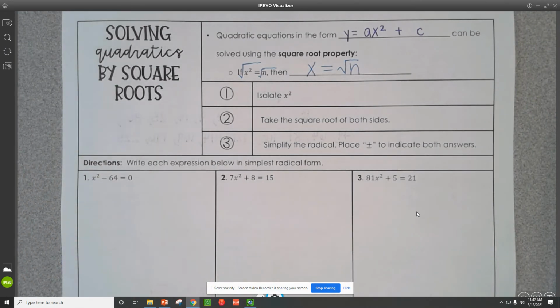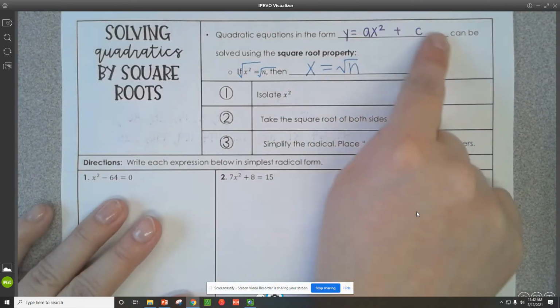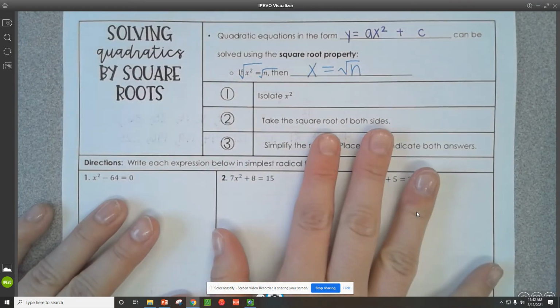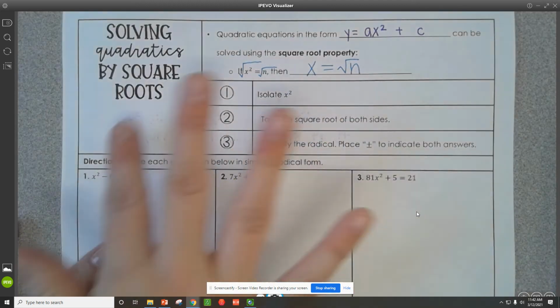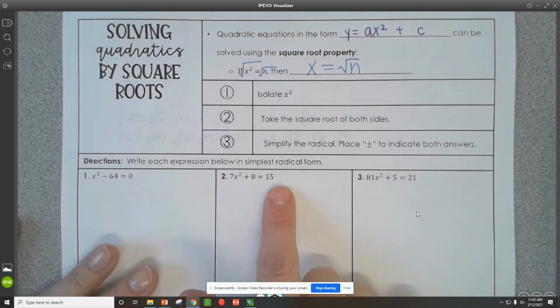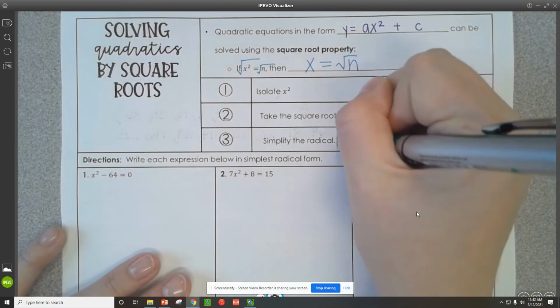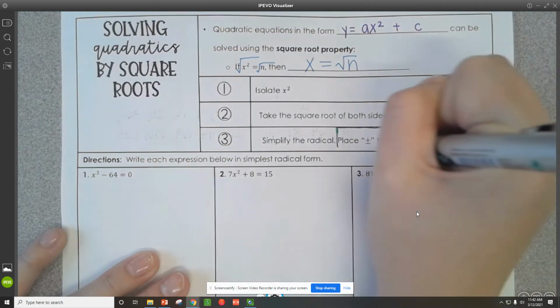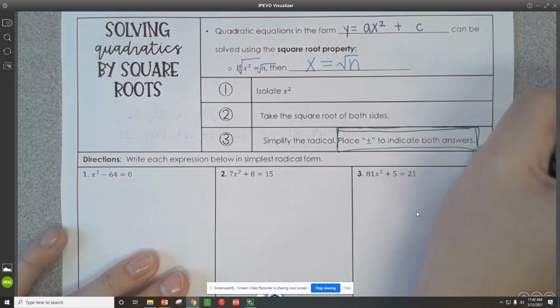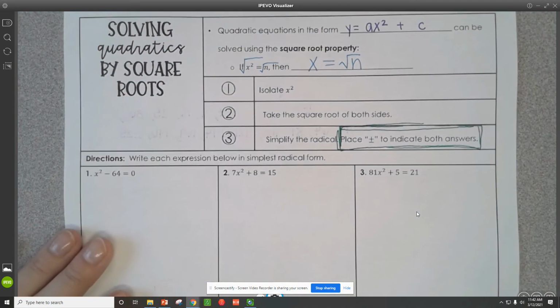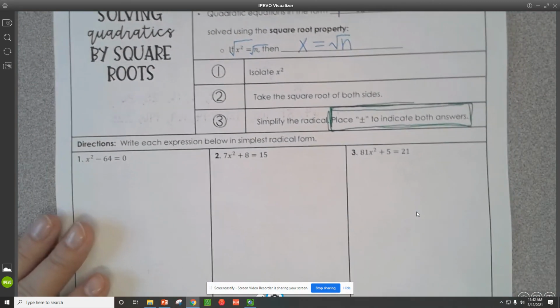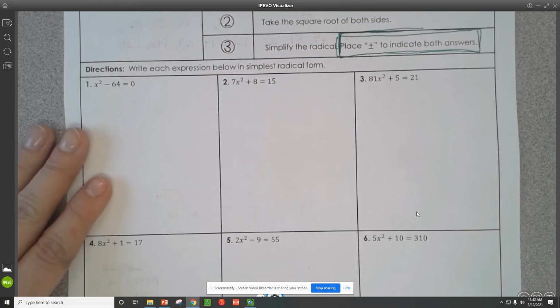Now, something that's new is that whenever you have the full quadratic, it doesn't just say the square root of 10. You have a full equation here. Then you have to have the positive and the negative of whatever your answer is. You have to have a plus or minus. And I'll show you that with our first example.